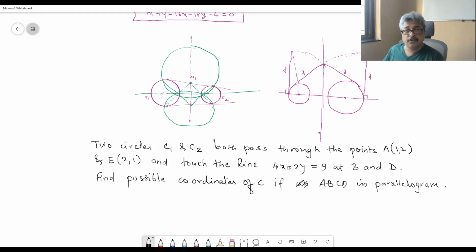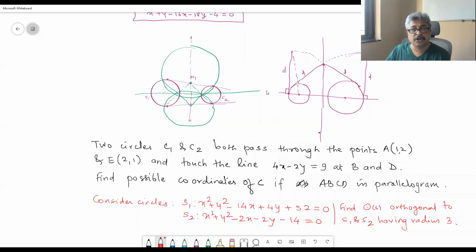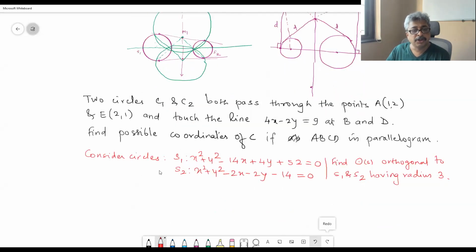So, a good amount of work for you. Those who have finished can start solving this problem. Consider circles S1 and S2 given here. Find the circles orthogonal to S1 and S2 having radius 3.